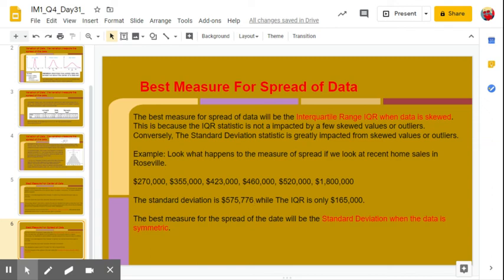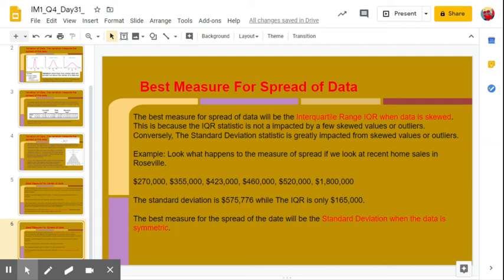Versus when I look at the IQR, it's saying 165,000. Well, that means the middle 50% of the homes are within $165,000. Now we're talking, right? That's not that big of a spread for the middle 50%. It gives me a completely different picture of the marketplace.